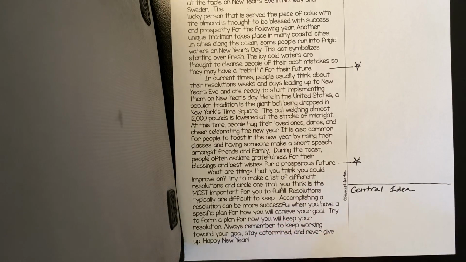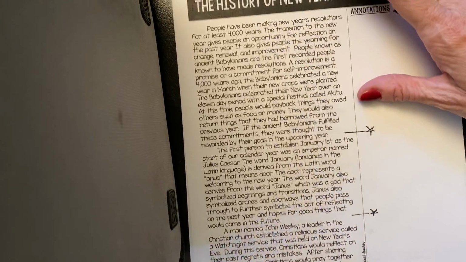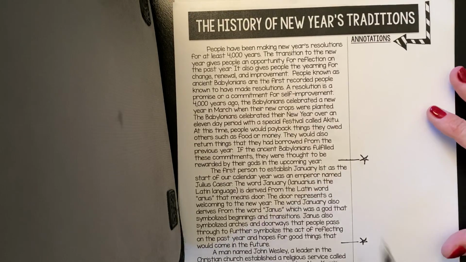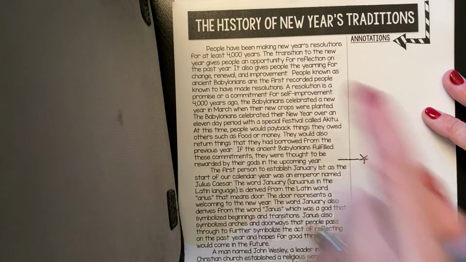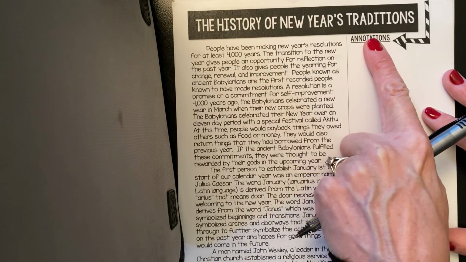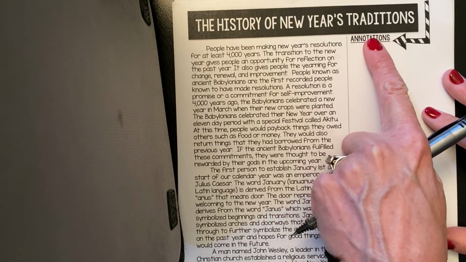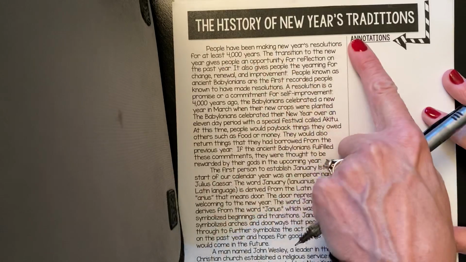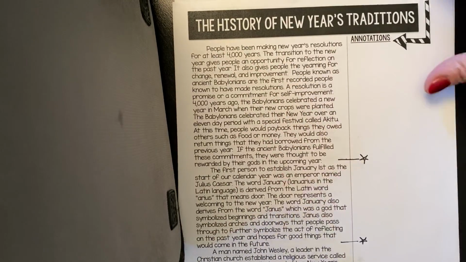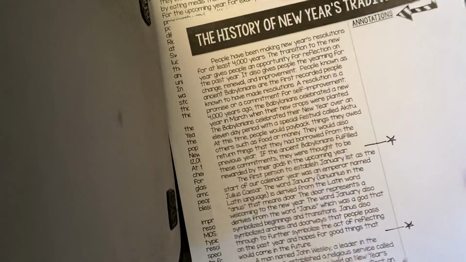All right, so now we know where we're going to pause, and we're going to start back up here at the top. I want you to note the title. When you're trying to figure out the central idea of a nonfiction text, a huge clue is probably going to be in the title. You can't always rely on it. Sometimes the titles don't connect, but 95% of the time, the title is a huge clue as to what the central idea of the text is. This one is the history of New Year's traditions. When we get to the end and determine the central idea, we're going to check back with the title and see if it does match.